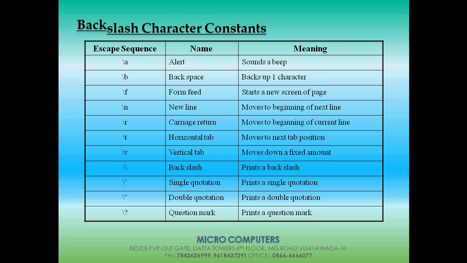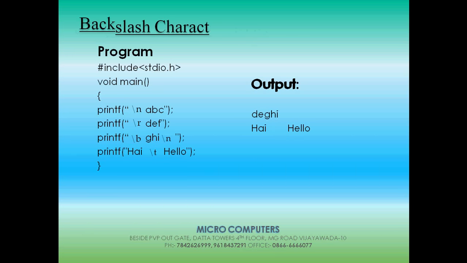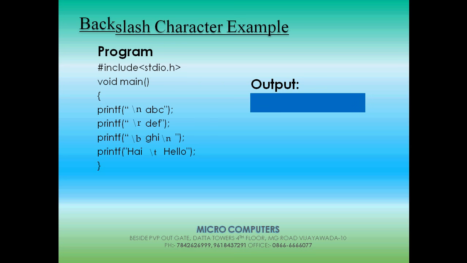Let's see an example for better understanding the concept of backslash character. This particular program, when compiled, prints this output in this pattern. As the escape sequence is written, the compiler first goes to the new line and prints ABC. Then \r is given, it goes to the beginning of the current line and updates the memory by storing DEF.